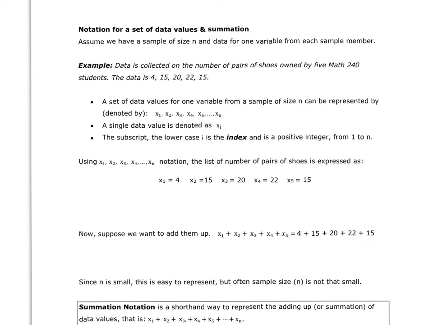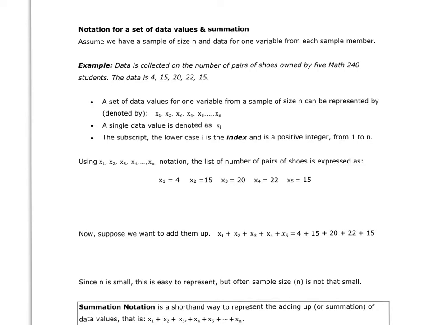So we're going to assume that we have a sample of size n, and we have data for one variable for each member of that sample. For example, if we have a sample of size 5 and the variable we're looking at is number of pairs of shoes owned, and we have a list of data: 4, 15, 20, 22, 15. So we want a generic way to refer to data values. We assign an x with a subscript to each of those data values.